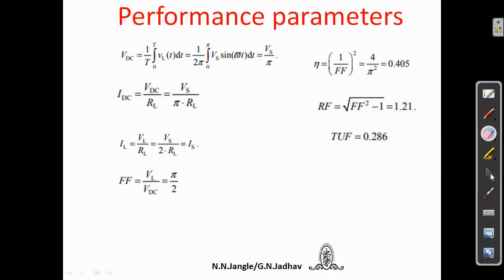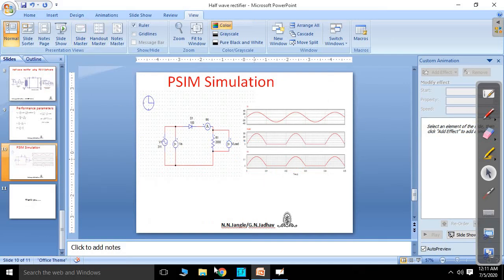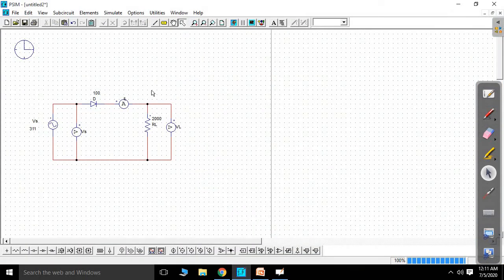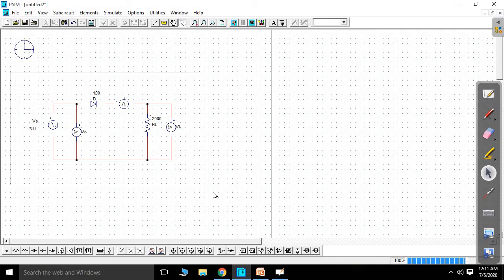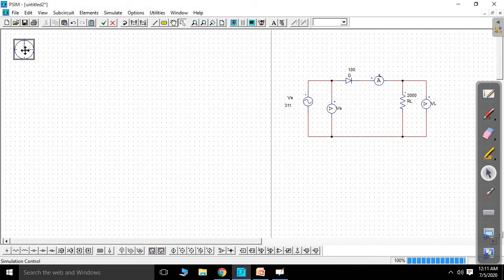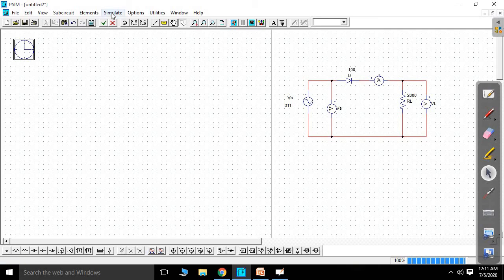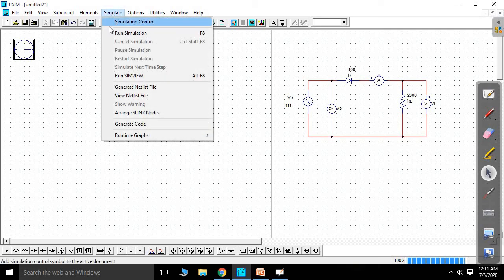Let us simulate this half wave rectifier circuit using a PCM simulation. Okay, so we will enter here into the PCM. This is a PCM simulator. Here I will shift this circuit. This is a simulation control. If you double click on it, it will give you the total time of the simulation circuit. So first you have to take this simulation control from the simulate menu.